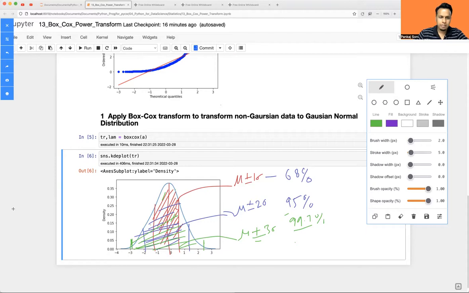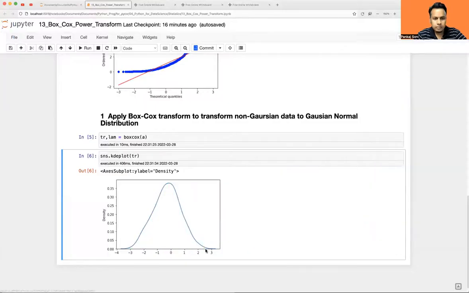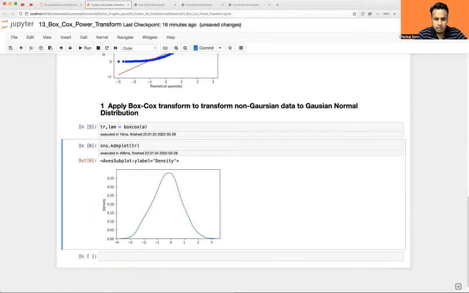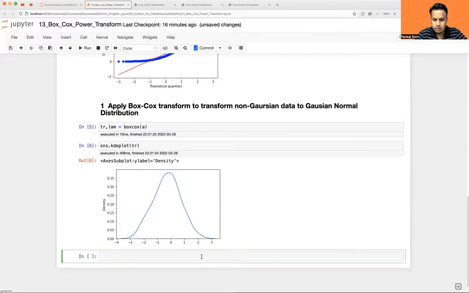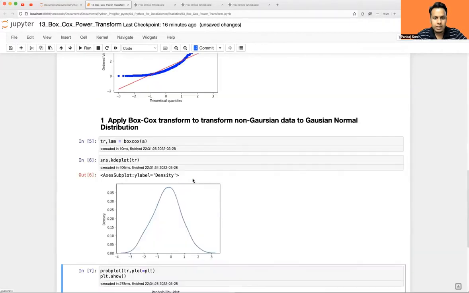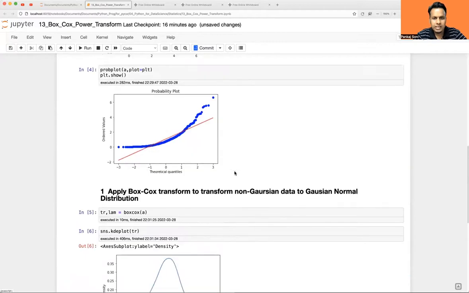Now after the KDE plot, what I can do is the QQ plot also. So probability plot, plot of transformed data, and plot equal to plt.show. Now you see the magic. You see how beautifully it has transformed.